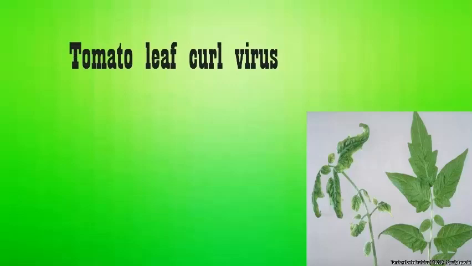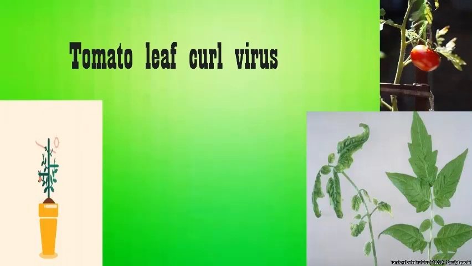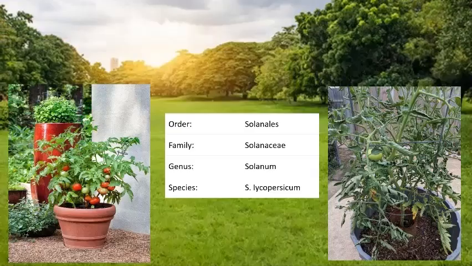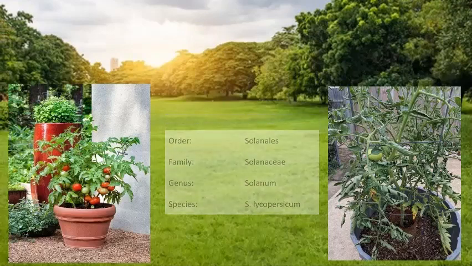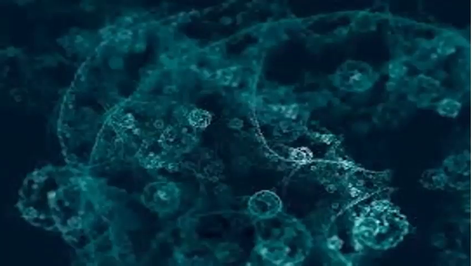Tomato leaf curl virus. The tomato leaf curl virus is the most destructive disease of the tomato. Tomato is the edible berry of the plant Solanum lycopersicum. It belongs to the kingdom Plantae, order Solanales, family Solanaceae. Typically grows 1 to 3 meters in height.